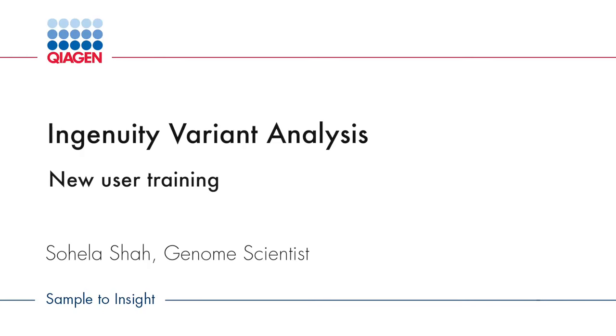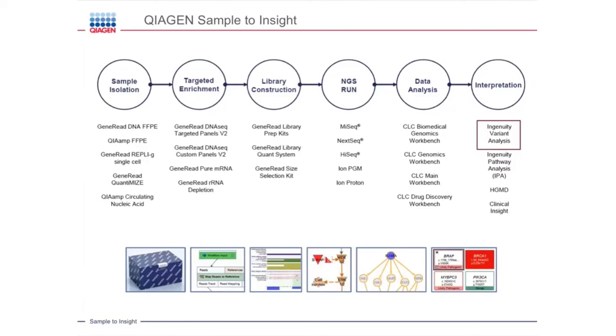As Antonio mentioned, we will be doing an introductory webinar into Ingenuity variant analysis. And for those of you who were with us for the last hour, you heard all about analyzing your gene sequence data using CLC Genomics Workbench. And now we will be talking about how you can interpret that data using biological knowledge in Ingenuity variant analysis, which is the last piece of the QIAGEN sample to insight pipeline.